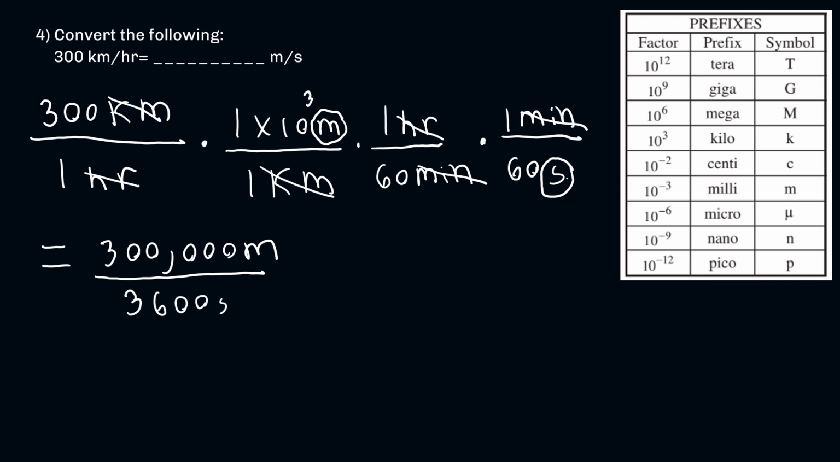So let's do the quick division here and get this in just meters per 1 second. So 300,000 over 3,600. And you should end up with an answer of 83.3. Just leave it at 83.3. 83.3 meters per second should be your final answer.